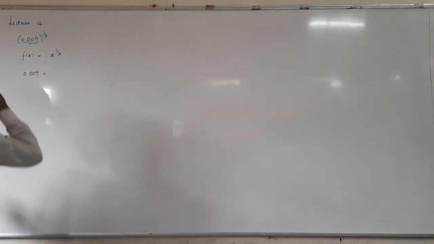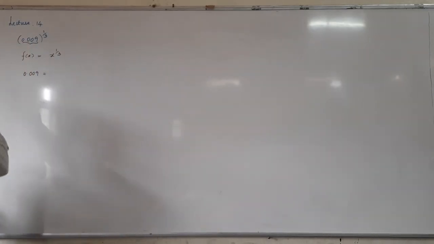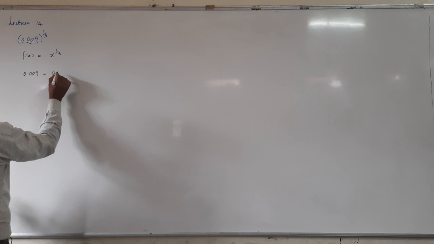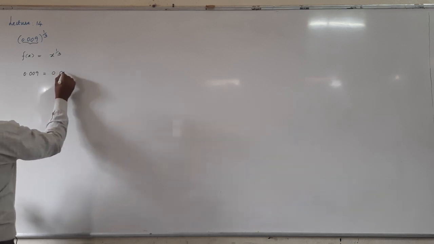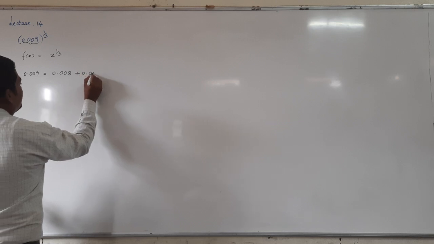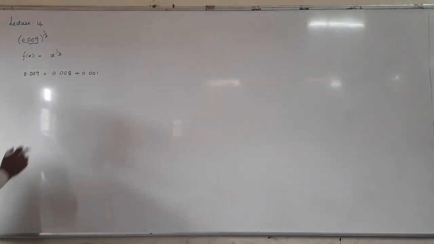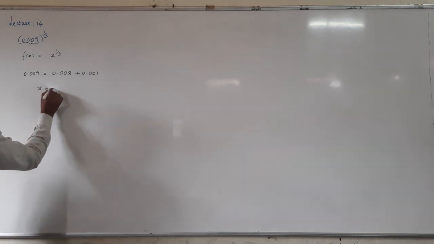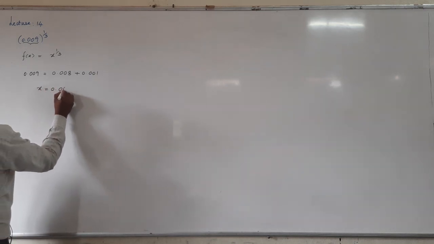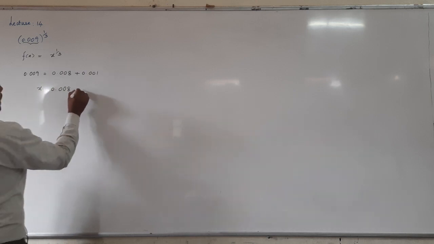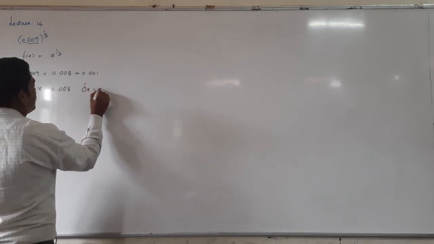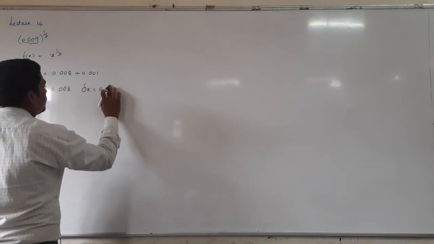For this decimal value, the perfect cube number is 0.008 plus 0.001. Now it is like x plus delta x. So x value is 0.008 and delta x is equal to 0.001.